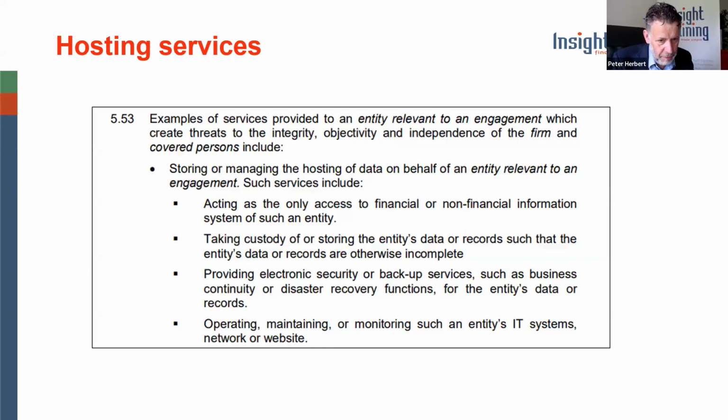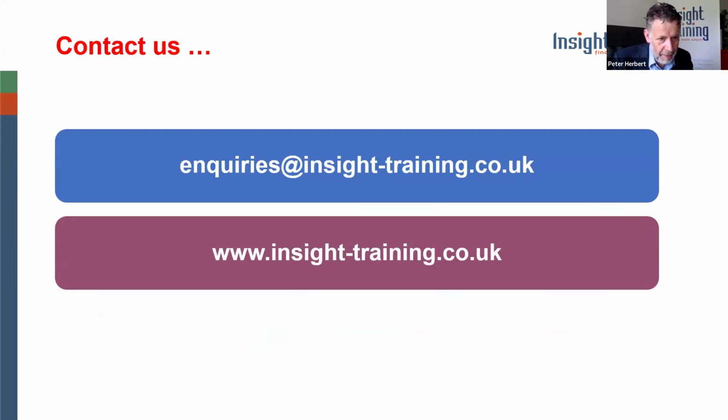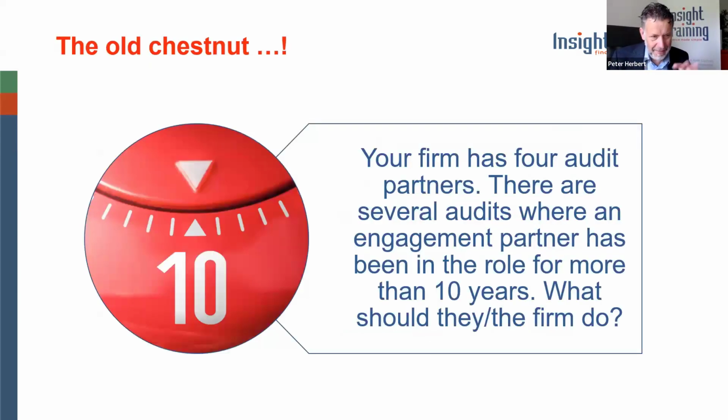Before I wrap up, I just want to mention one further area, and I call this a bit of an old chestnut, that we do get loads of questions on, which I thought I'd just recap on where we are in terms of our take. So it's all about long association threat. The firm has 4 audit partners. There are several audit engagements where an engagement partner has been involved for more than 10 years.